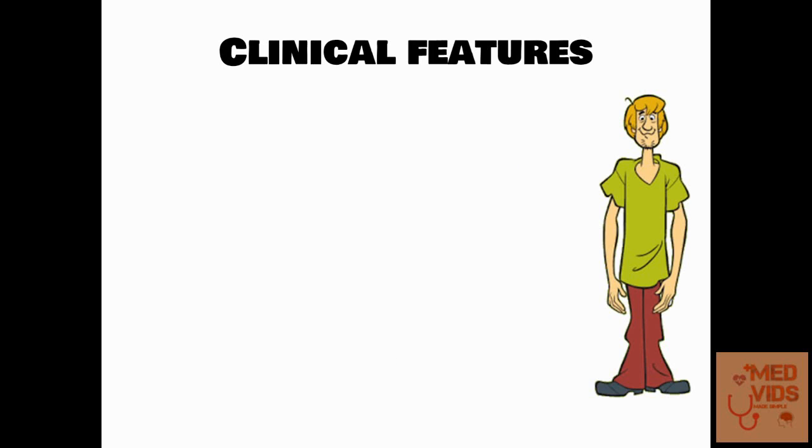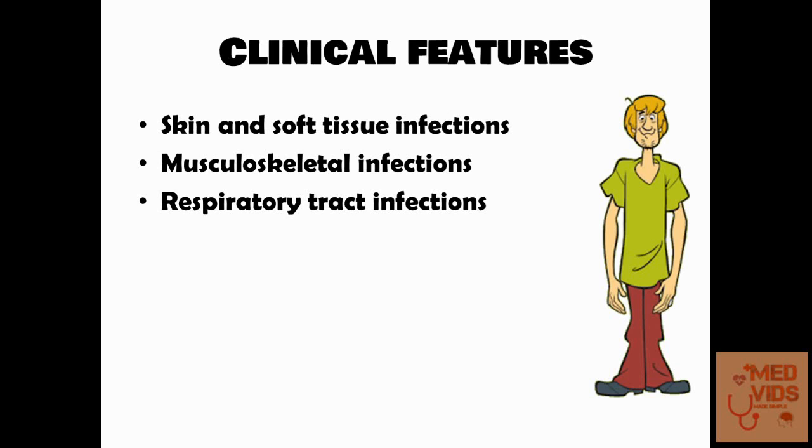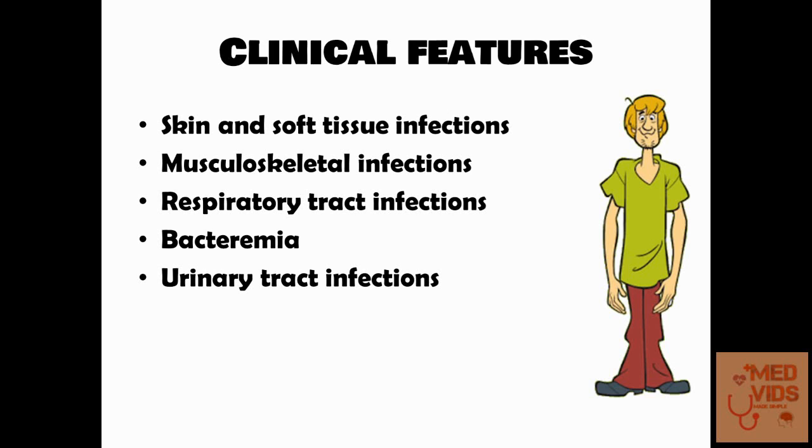Clinical features. Staphylococcus aureus can literally affect any part of the body starting from head to toe. Okay, so they are known to cause skin and soft tissue infections, musculoskeletal infections, respiratory tract infections, bacteremia, urinary tract infections, and various toxin-mediated illnesses.